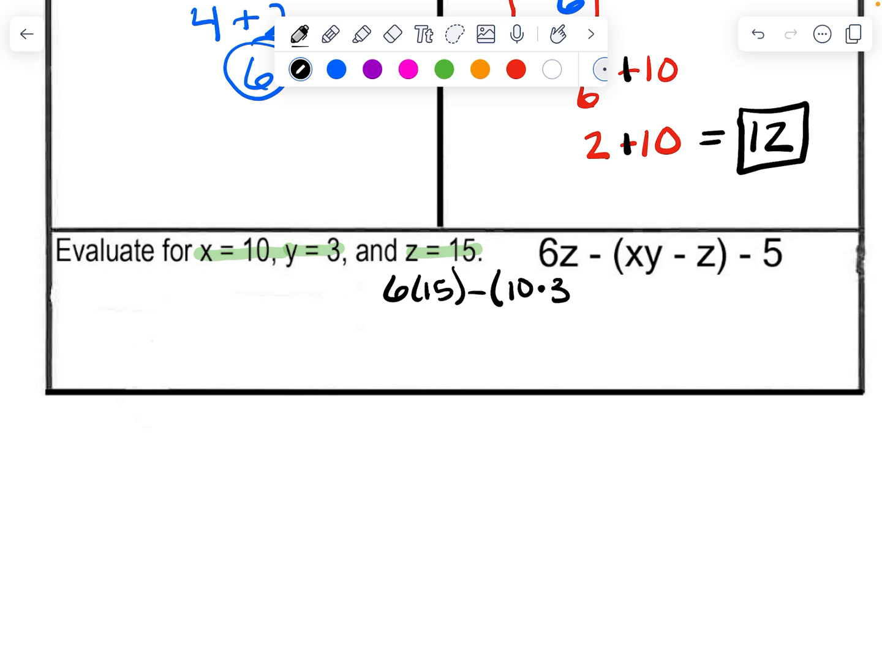is 90. And then, in parentheses, we want to do that before we subtract. So we have 15 minus 5. So 90 minus 15 is 75, and then we have 70 minus 5 is 70, and that would be my answer.